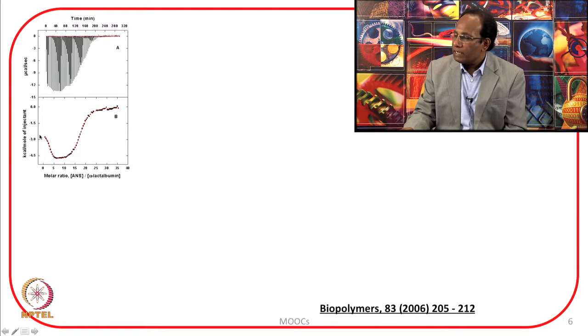Whenever one gets this kind of binding behavior, immediately a conclusion should be drawn that the binding is not taking place in 1:1 manner. There are certainly more than one binding sites on the protein which is making a reversal in the trend of interaction.